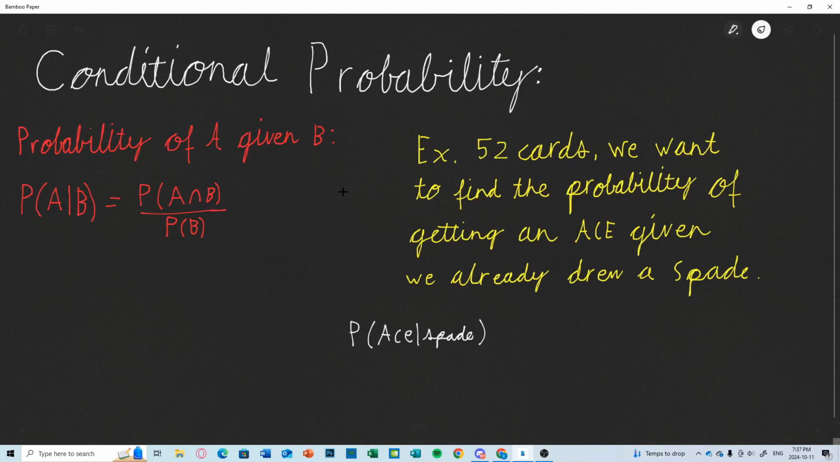Alright, today we're going to be going over conditional probability. What conditional probability means is the probability of an event A, given that an event such as B has already occurred.